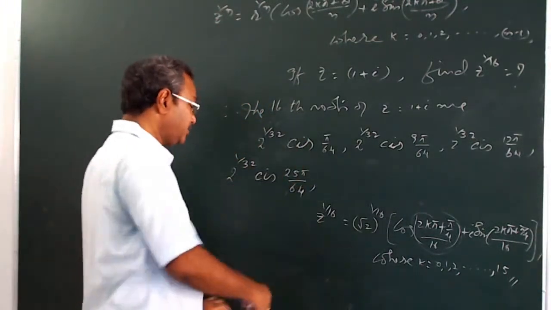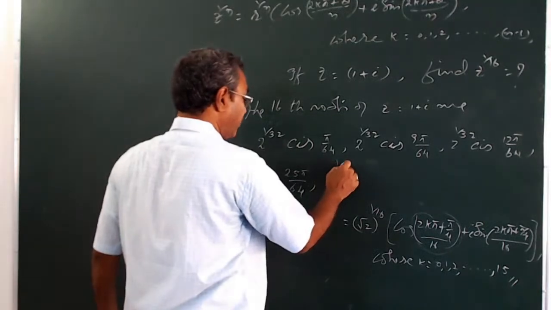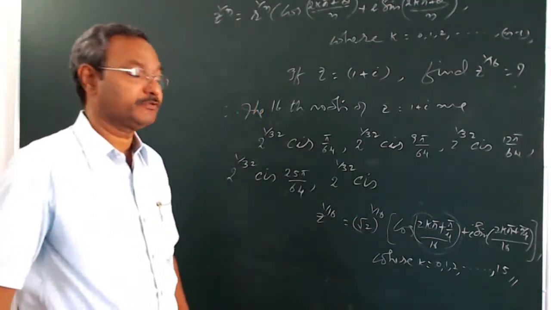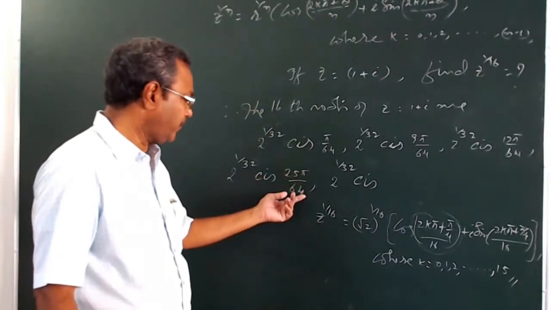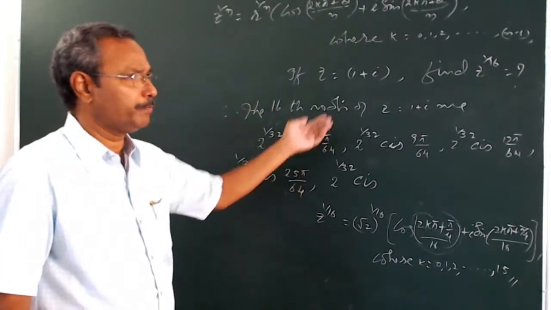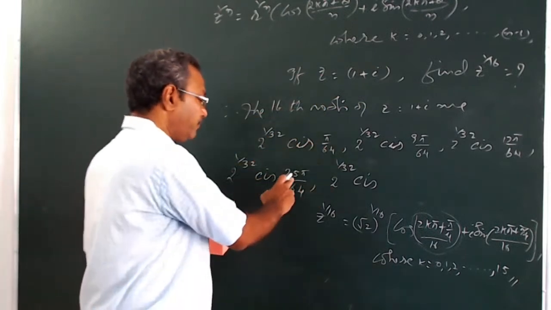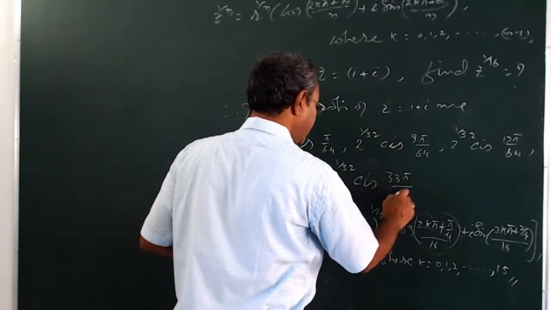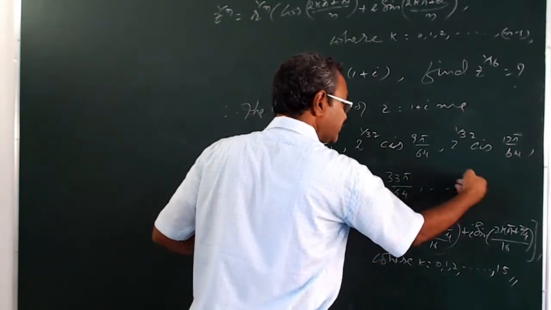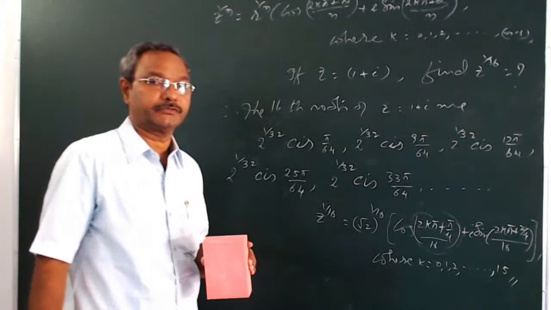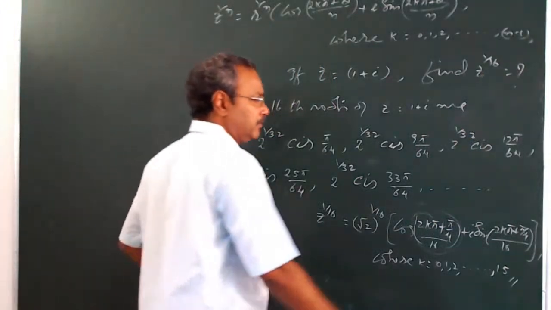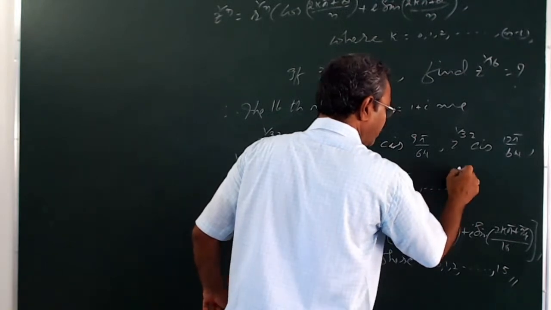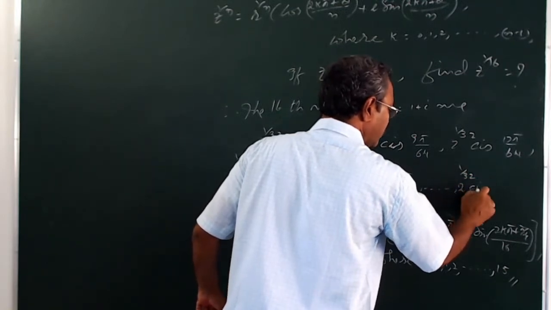What will be the next root? 2 to the power of 1 by 32 into cis. What will be the next root? This is 25 pi by 64. So plus 8 pi in the numerator. 25 pi plus 8 pi, that is 33 pi by 64. Likewise, we can go on. What will be the last one? The last one is 2 to the power of 1 by 32 into cis.